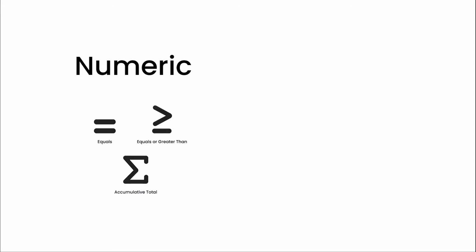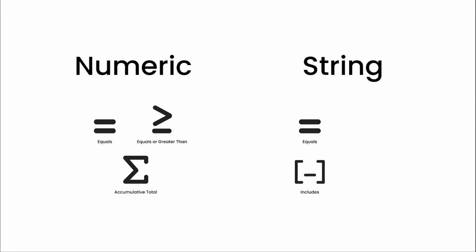There are two different types of operators. First are the numeric operators. These operators are used with variables that contain numbers only. Second are the string operators, which are executed on variables that may contain letters, numbers, or other characters. Here are some of the key operators you will come across while using our event engine.